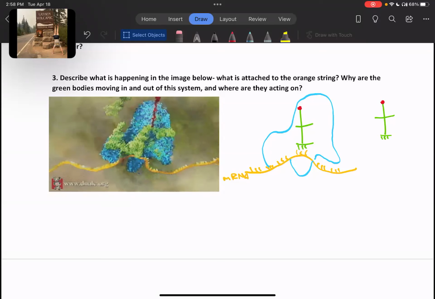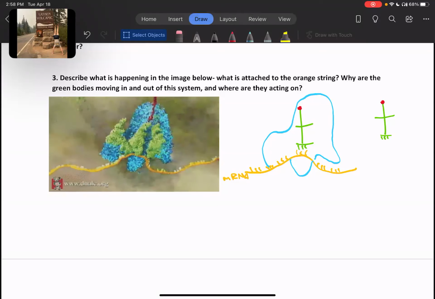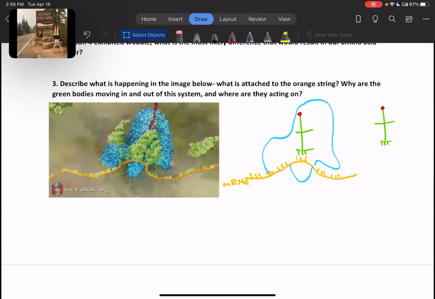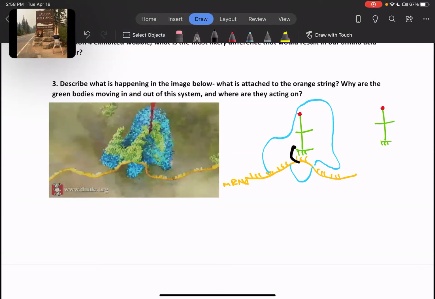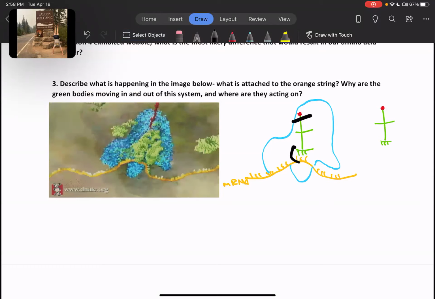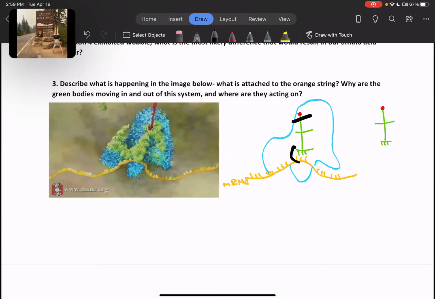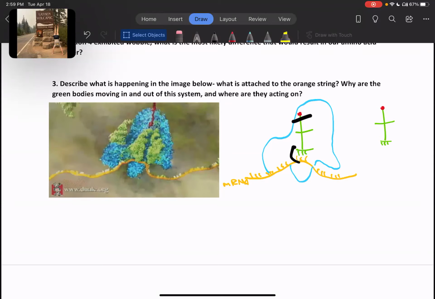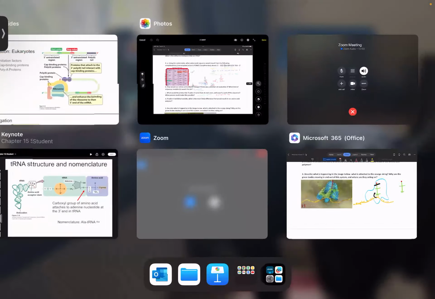It's going to jump in at a certain point. And then once it binds here, it's going to get the signal and it's going to cut off its amino acid. And then another one is going to jump in. Actually, I'm just going to show a video because I'm tired of talking.